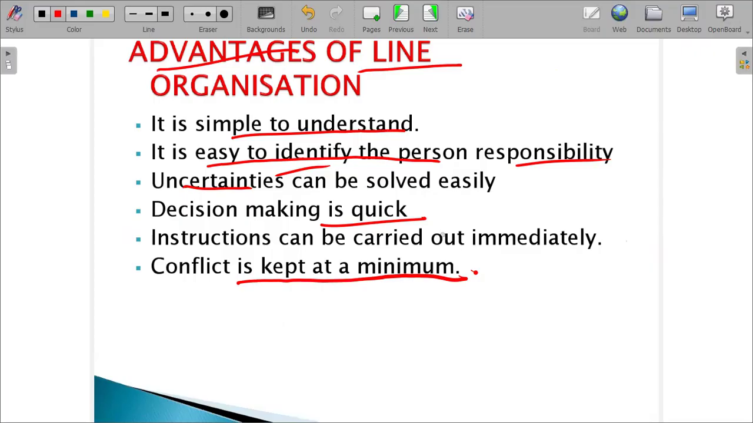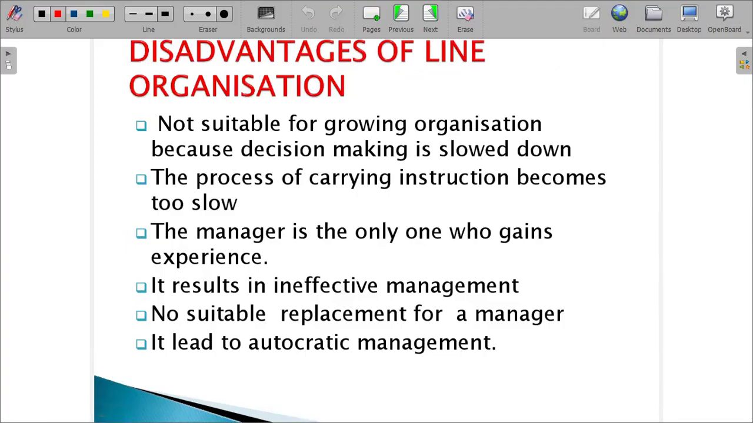Let's move on to the disadvantages of a line organization. It is not suitable for a growing business. If the business is growing, it will be very difficult for one person to manage or make decisions, because decision making will be slowed down. Also, the process of carrying out instructions becomes too slow.